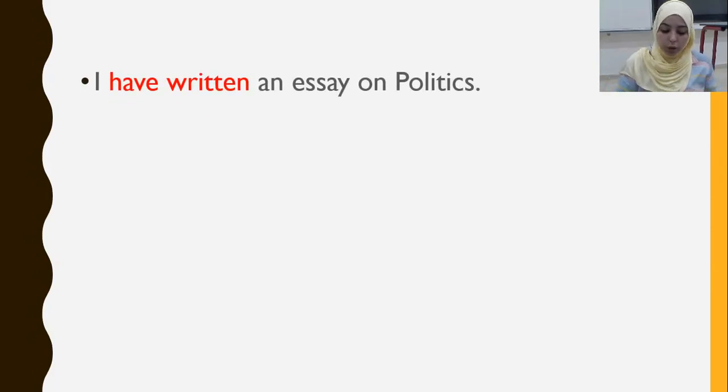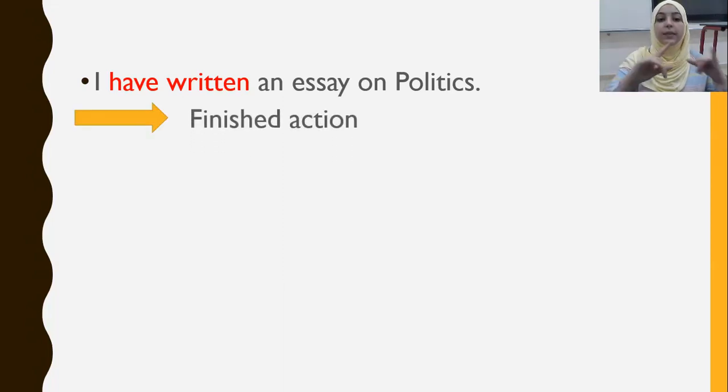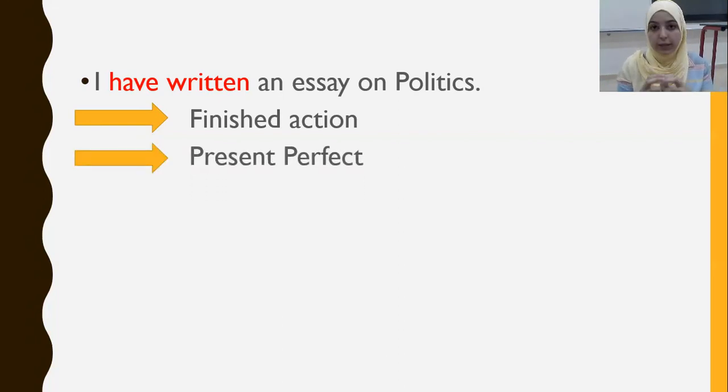Okay. Now, when you want to differentiate between the present perfect and the present perfect continuous, you have to look at the meaning. Again, you have to look at the meaning. So I can say, I have written an essay on politics. As you know, the present perfect indicates an action that started in the past, finished in the past, but has an effect or result on the present. So I have written an essay on politics. This means that this is a finished action. So you are done with the writing. So this is present perfect tense.